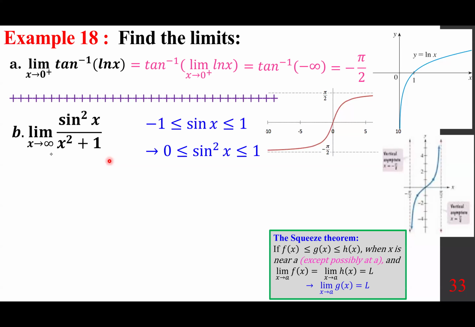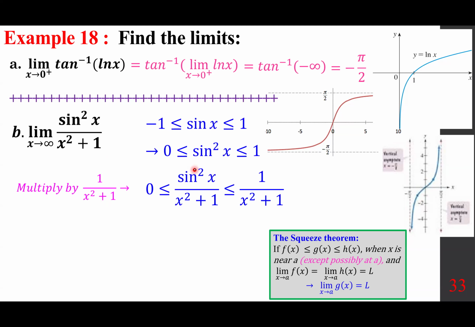And x is approaching infinity, so x squared plus 1 is positive, and multiplied by 1 over x squared plus 1, this is also a positive expression. Therefore, the inequality does not flip over. So multiply both sides by this. 0 doesn't change. The right side becomes 1 over x squared plus 1. And the middle term is exactly what we are looking for.